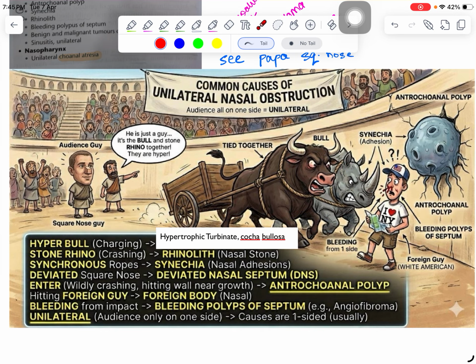From hyper you can remember hypertrophic turbinate, from bull you can remember concha bullosa, from stone shaped rhino you can remember rhinolith, from synchronous you can remember synechiae, from deviated you remember deviated nasal septum, from entry you can remember antrochoanal polyp, from foreign guy you can remember foreign body, from bleeding you can remember bleeding polyps of septum. So these are the causes of unilateral nasal obstruction.